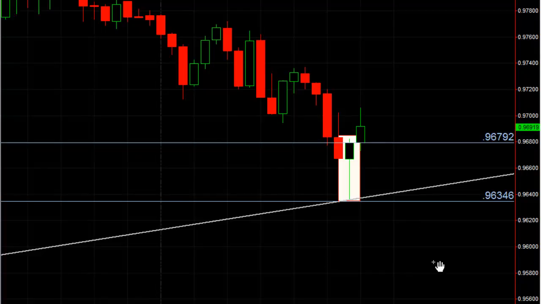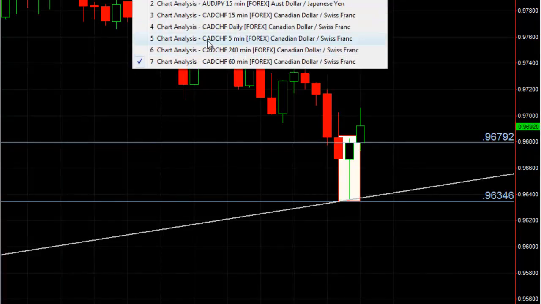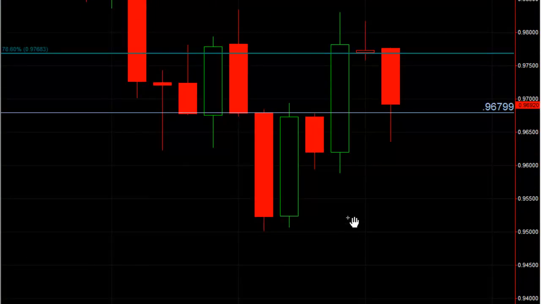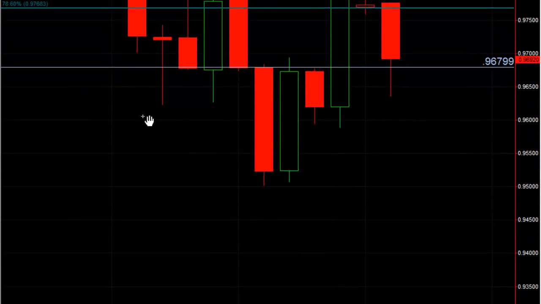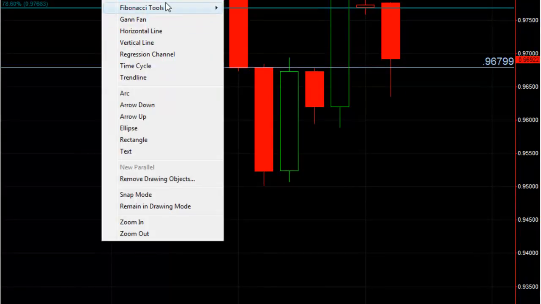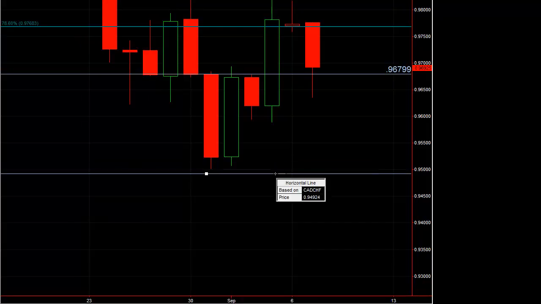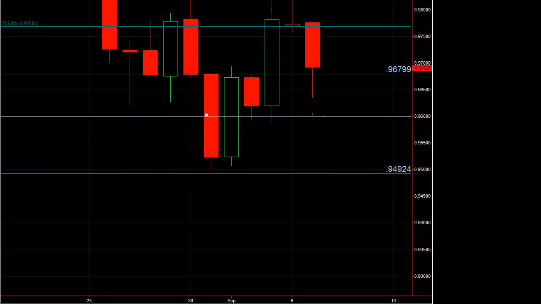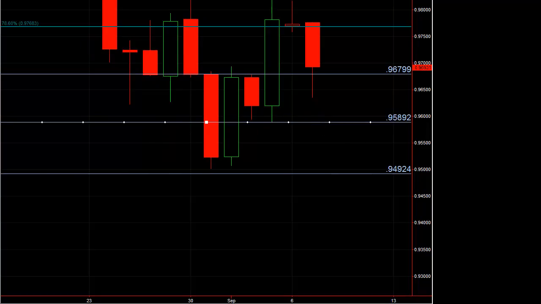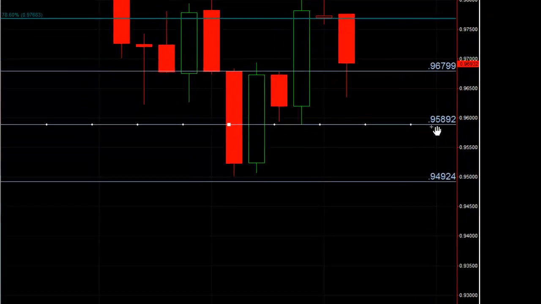Now let's examine why we chose a 50 pip stop loss. The best stop loss would ideally be below these daily lows, but that's a bit too far away for my trading comfort. The next best stop loss would be below this daily low, which is yet a bit far away for my trading comfort.